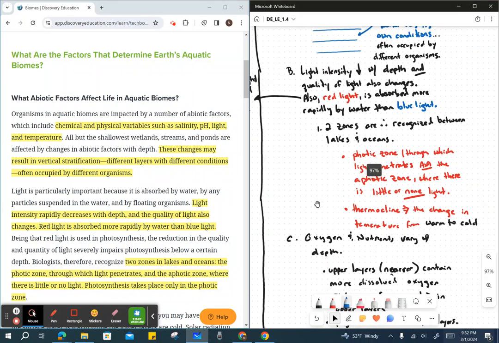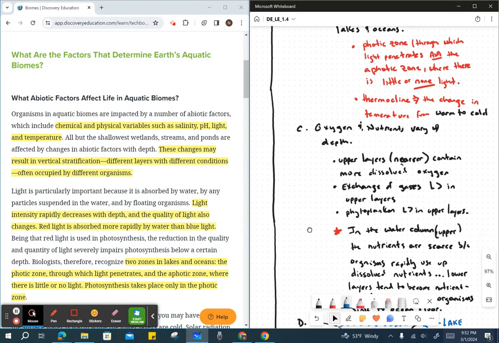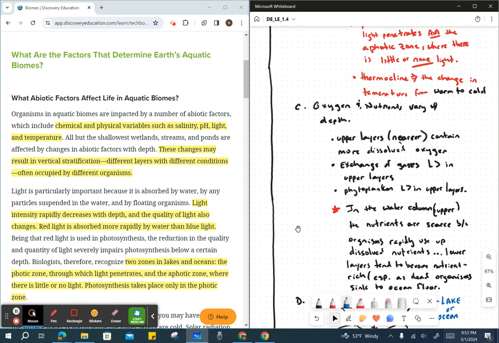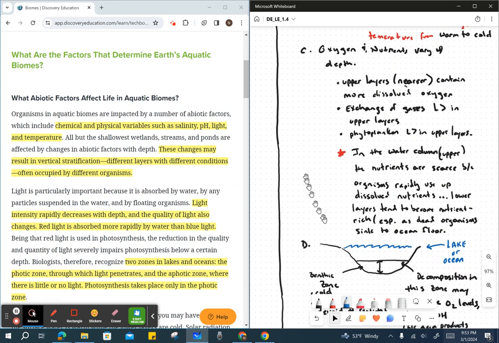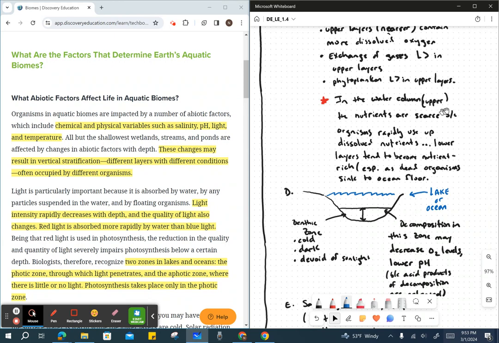Oxygen and nutrients vary with depth. That is true. The upper layers near the surface contain more dissolved oxygen, since it's closer to the atmosphere. The exchange of gases happens in these upper layers because the water surface interfaces with the atmosphere above. Phytoplankton are located in these upper layers because they require those gases. In the water column, the nutrients are scarce because organisms rapidly use up these dissolved nutrients. The lower layers tend to become nutrient rich, especially because a lot of dead organisms sink to the bottom and decay.